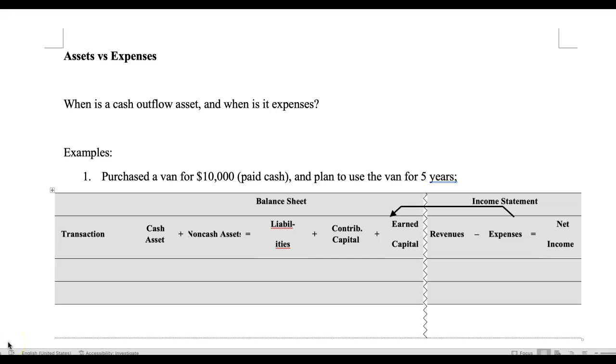In this video, I'm going to explain a question regarding assets versus expenses. The question is a very common question. When is the cash outflow an asset and when is it an expense? So, we are going to talk about this in two examples, and I'll explain to you the difference between assets and expenses.